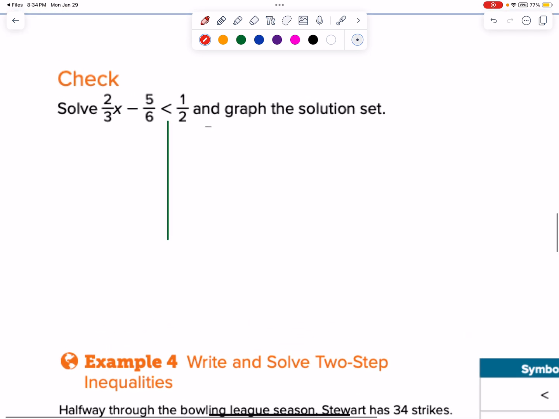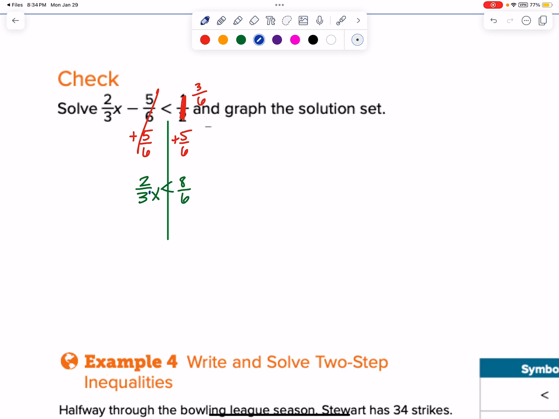Okay, with this one, same thing as before. We're going to take care of any addition subtraction first. So plus 5/6, plus 5/6. Since it's out of 6 and I'm adding it, I can pretend that this is 3/6 instead of 1/2. Makes it easy for adding up. This crosses out, and we have 2/3 x is less than 8/6.